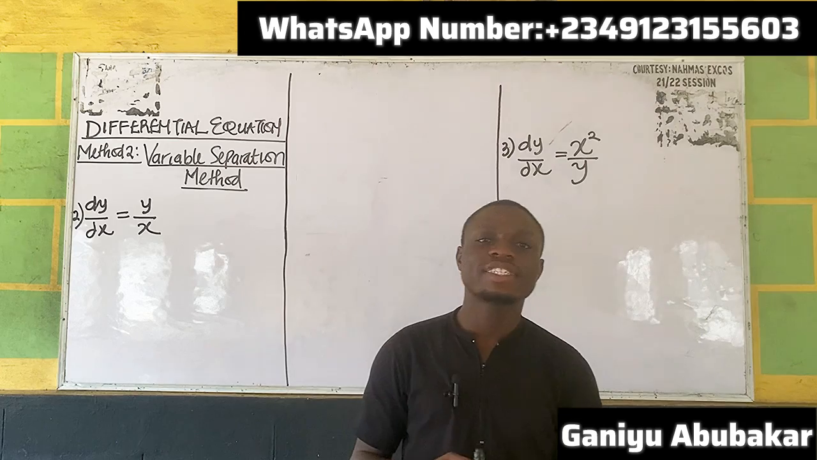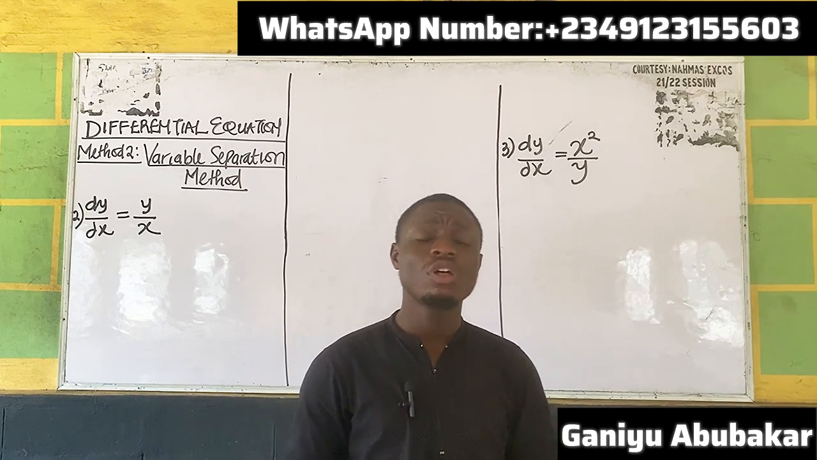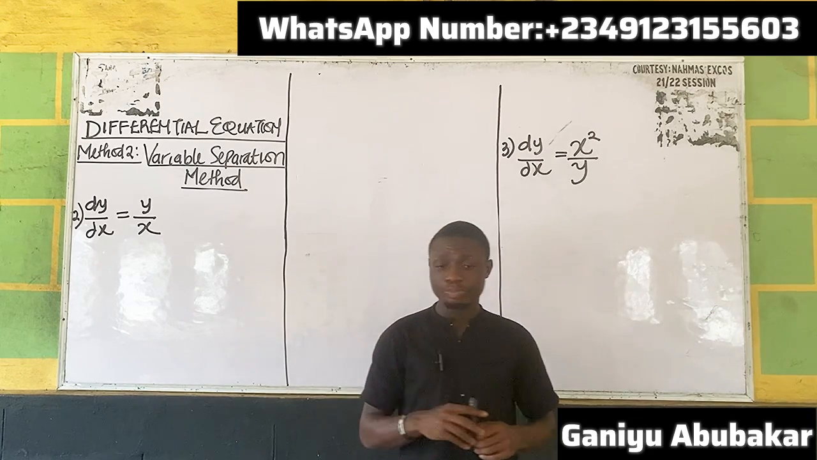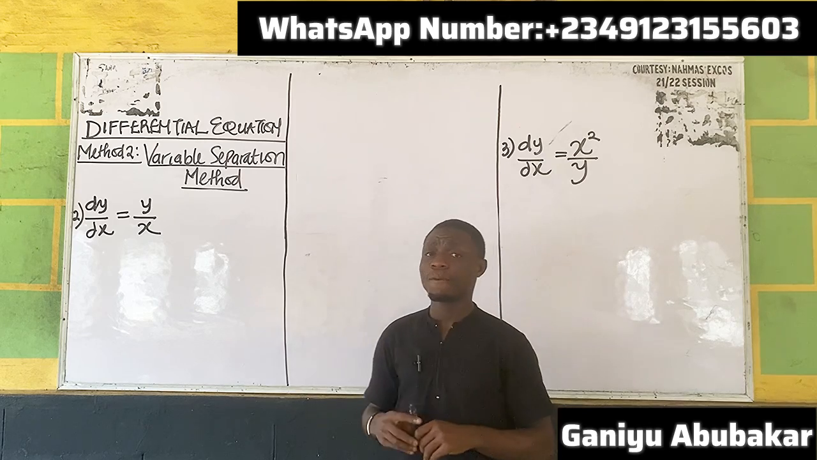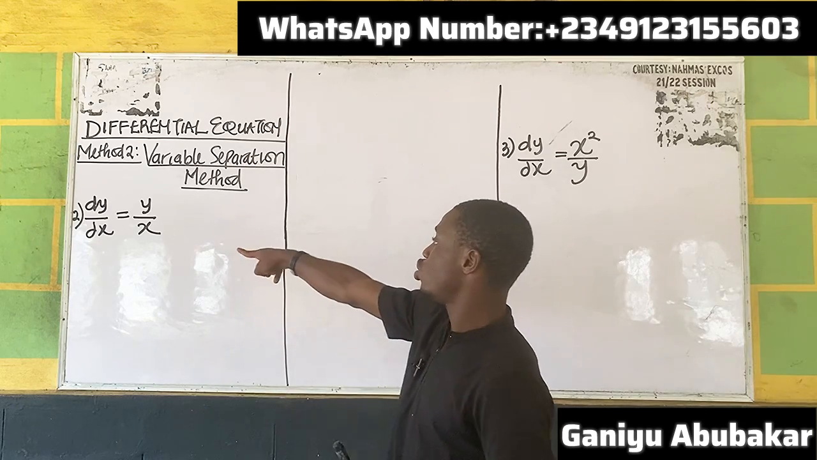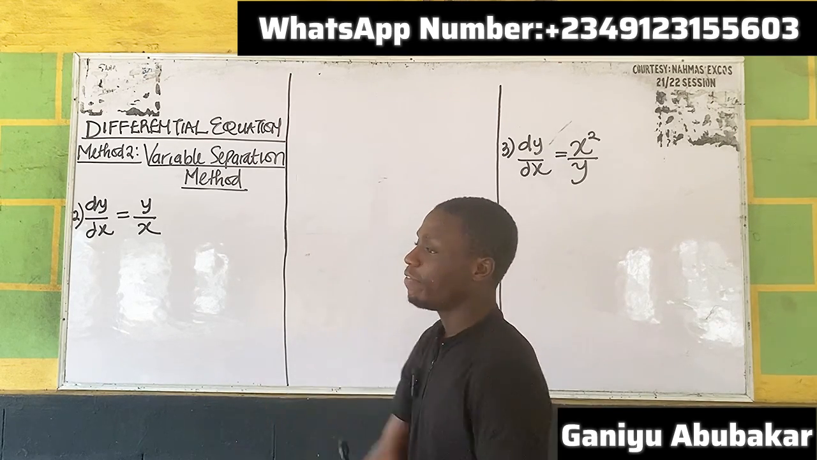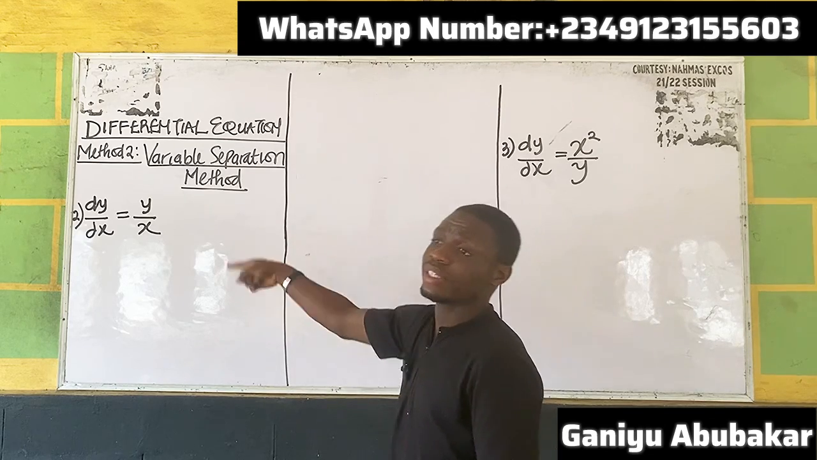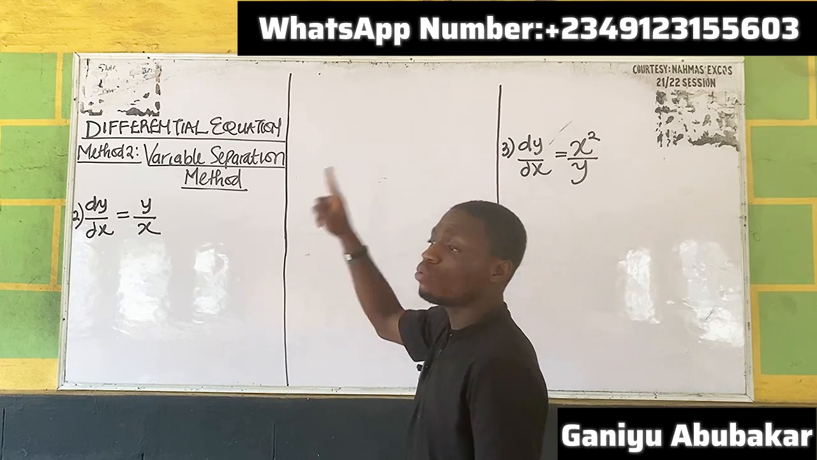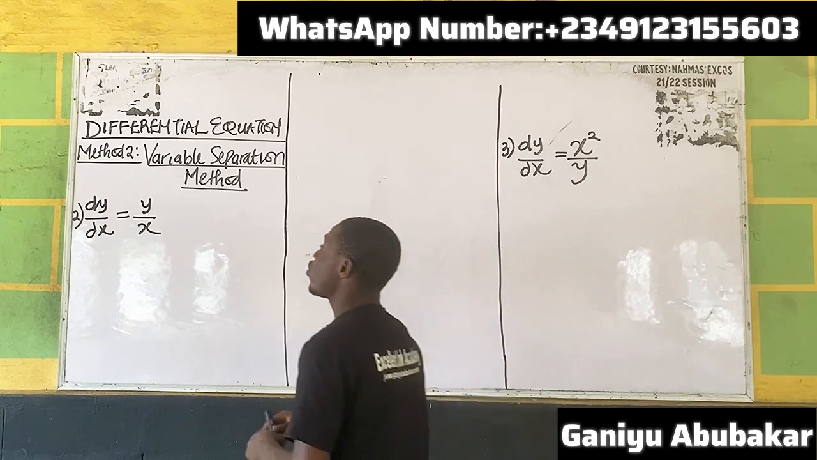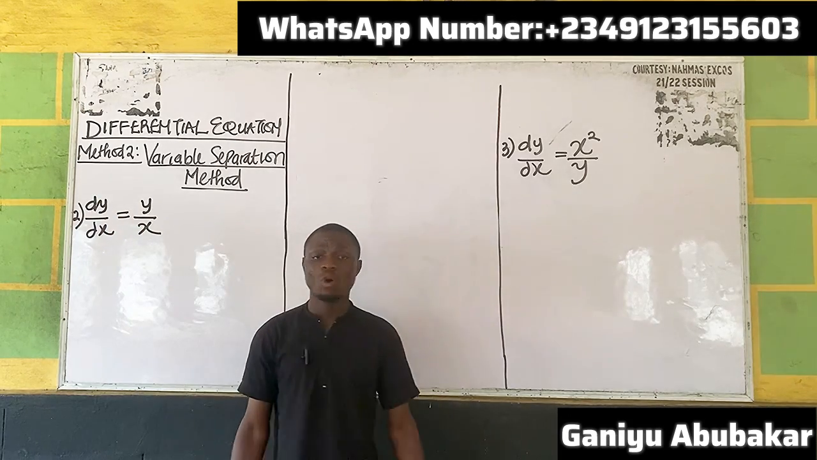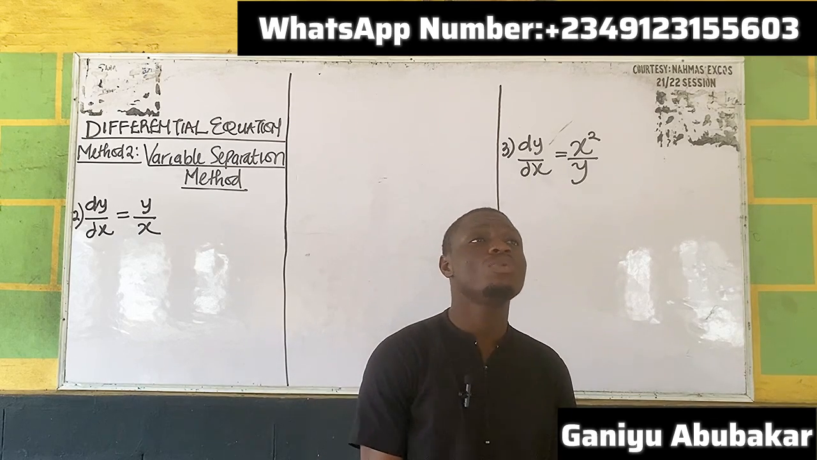Come back to the second example and the third example under the study of variable separation method from the idea of differential equation. Let's see how we can possibly solve problems of this nature. First things first, this one here is a differential equation under variable separation method. Why? Because I have dy over dx equal to a mixture of both x and y.